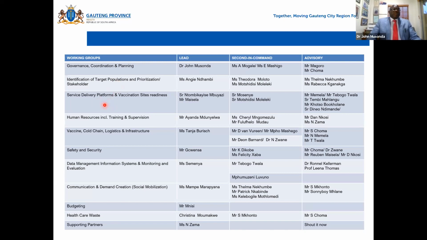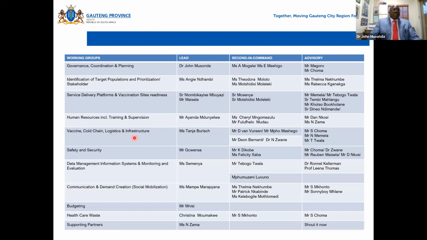Then we have service delivery platforms and vaccination readiness. All the sites must be accredited to be able to be worthy as vaccination sites. And that is, we need first to identify the sites. You need to make them have connectivity. We don't want the paper exercise. We want everything to be done online. They capture and send. Then human resources and training, obviously we need to train the data capturers, the vaccinators, facility representatives, and the health promotion, all that is being done in the process.